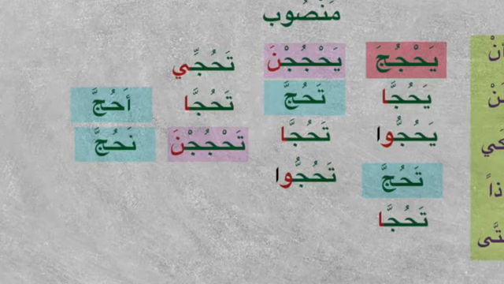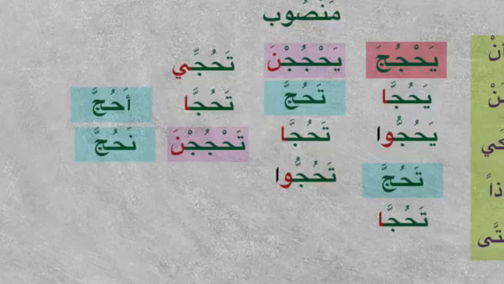Here, in the five in your pocket, you can make the mansub or majzum using the original, which is yahjuju, can be yahjuja. So you can say lan yahjuja, lan tahjuja. So in the Quran, both types are used. So it's a good idea to know how both forms can be made. So it can be yahujja or it can be yahjuja.